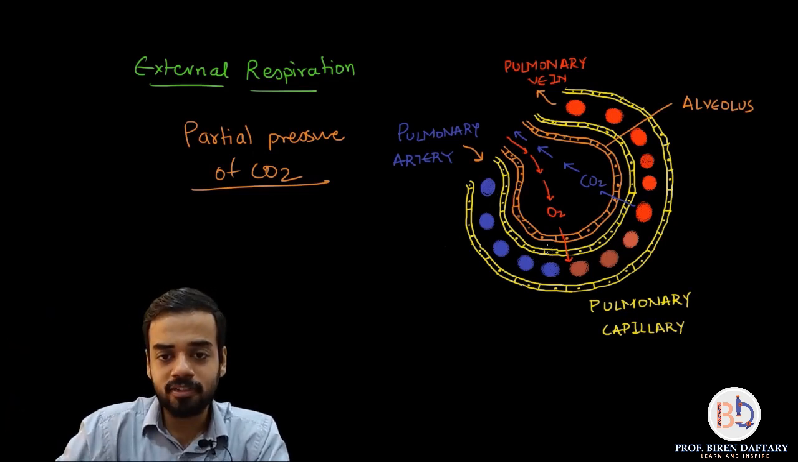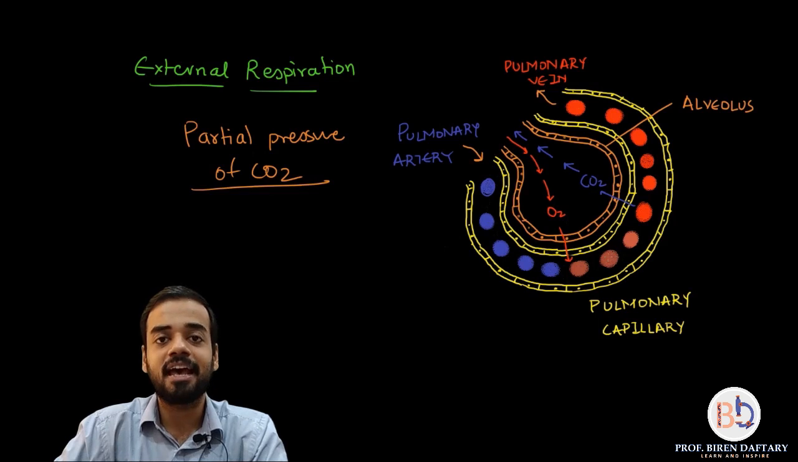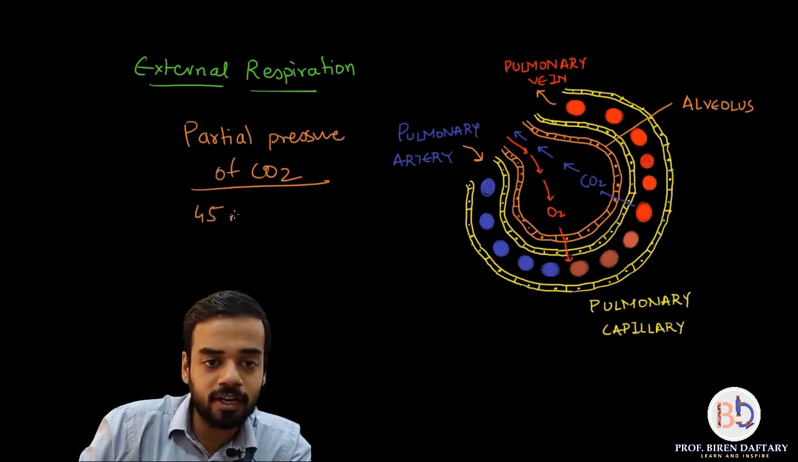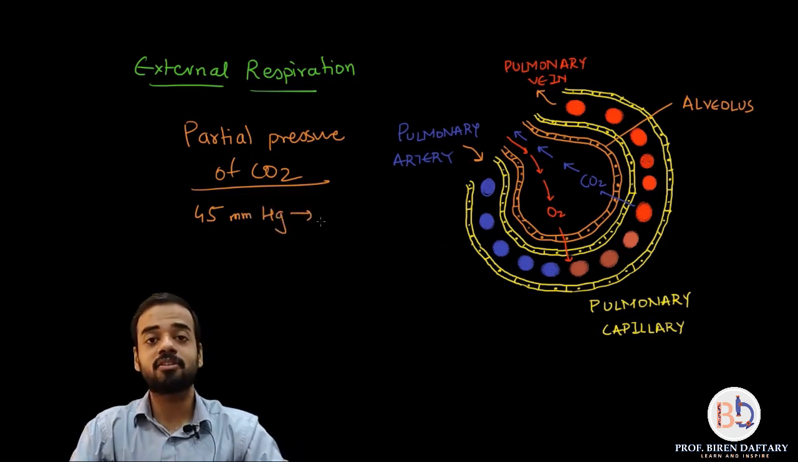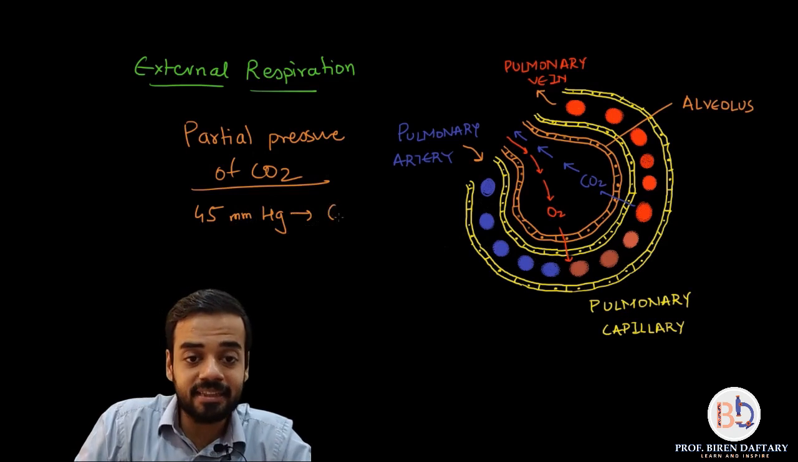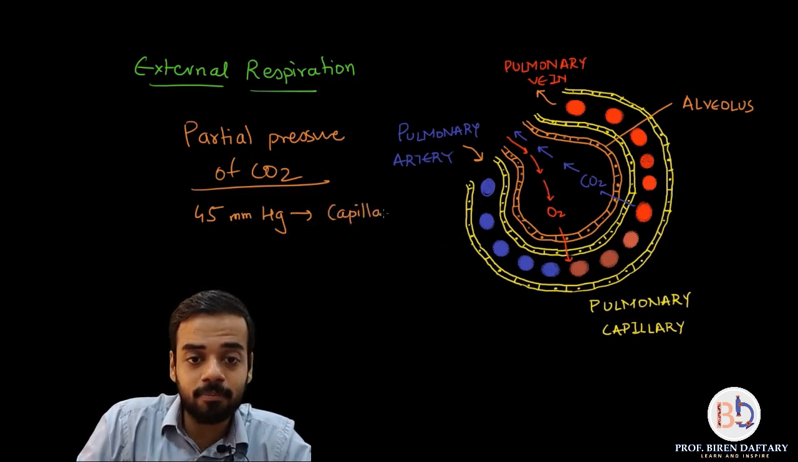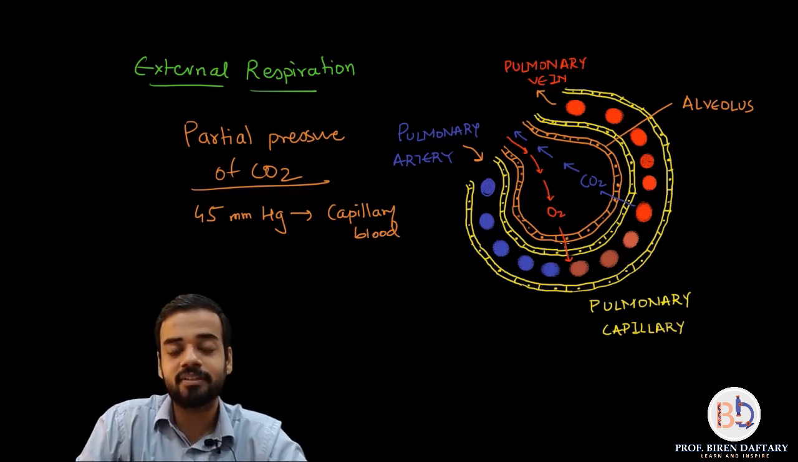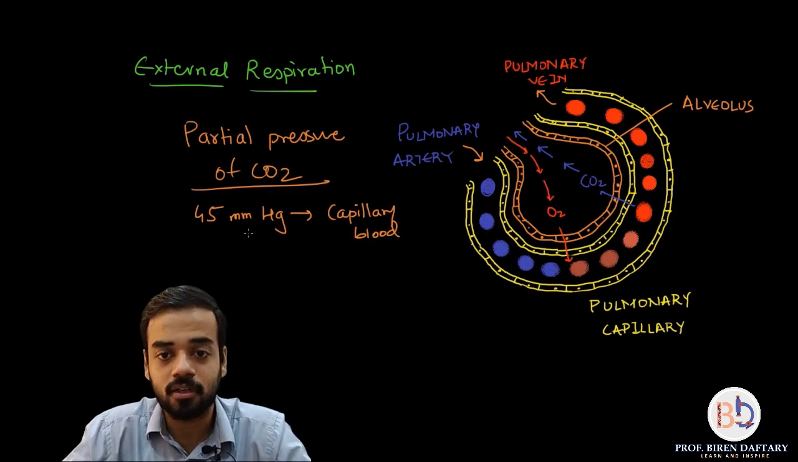So this blood which is flowing has a partial pressure of carbon dioxide of about 45 millimeters of mercury. So this is the partial pressure of carbon dioxide in the capillary blood. Okay, capillary blood is the blood which is flowing over here. So this blood which is flowing has carbon dioxide with this partial pressure.